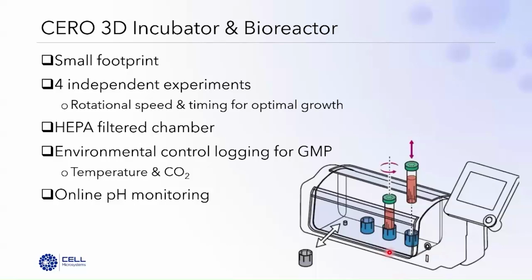The chamber is HEPA filtered for sterility, and the controls offer logging of temperature and CO2, which is convenient and impactful for GMP environments. In addition to those logging methods for temperature and CO2, there's also the opportunity to monitor pH, and this can be done online. And many of our customers find this useful when they're generating SOPs so that they can make consistent decisions about their cultures, like when to change media or about the viability of their cultures.